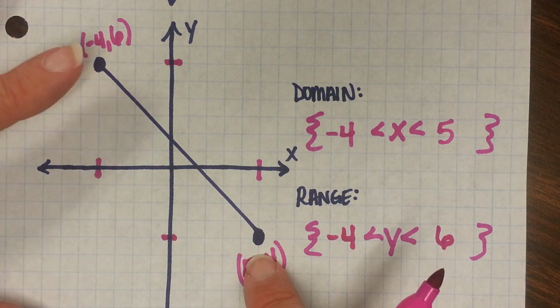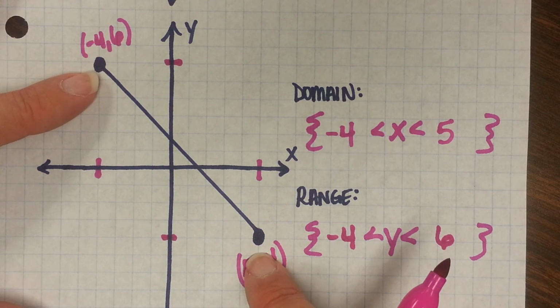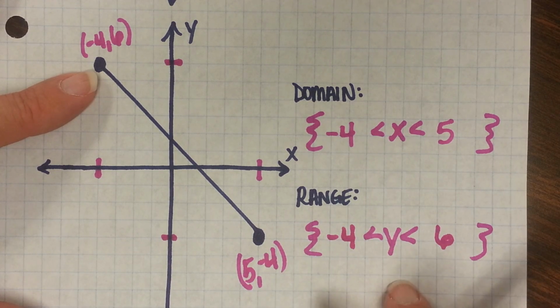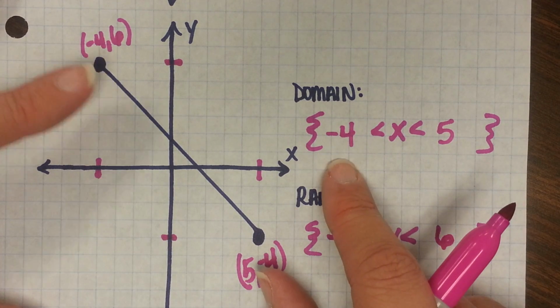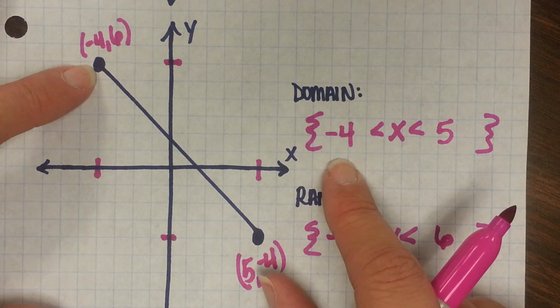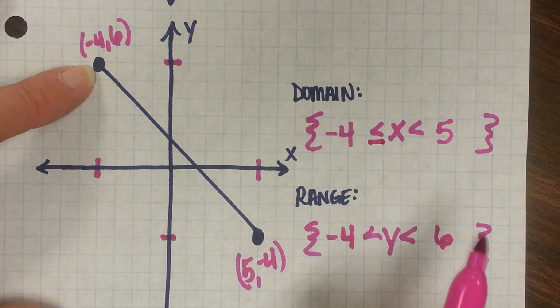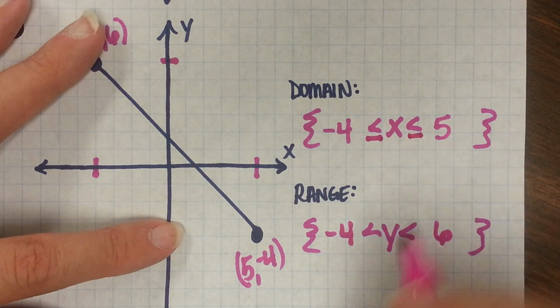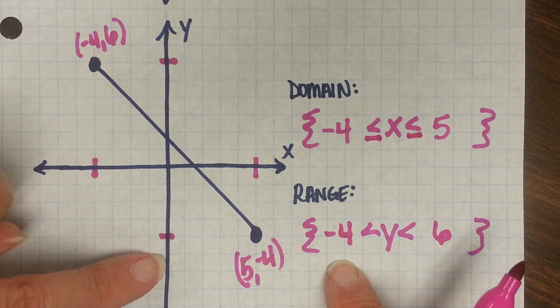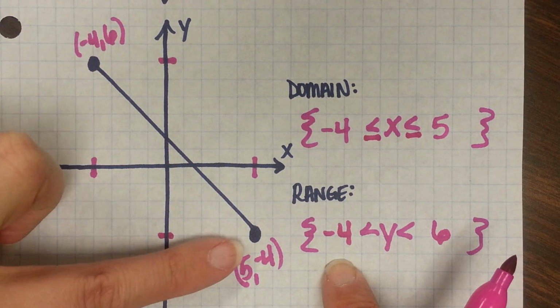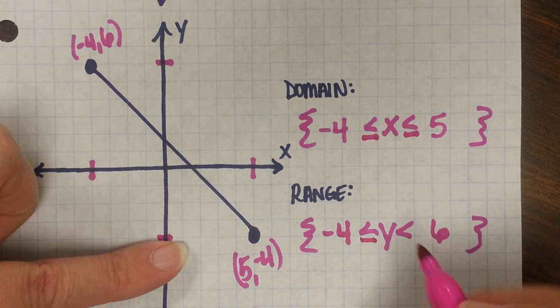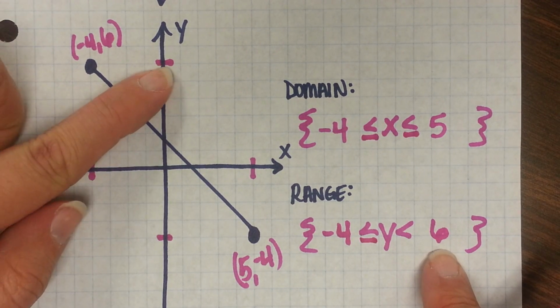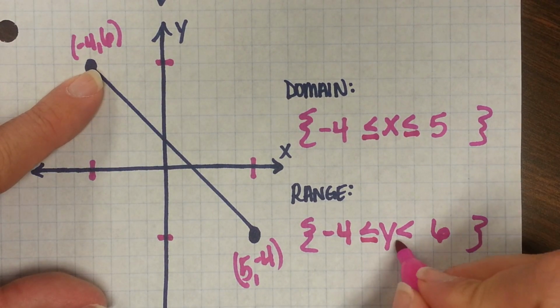Notice both of these are shaded in. That means both of them are included, which means we should have a lot of equal to in our domain and range inequality symbols. So here at negative 4, I have a closed-in circle, so I get an equal to. Here at 5, I have a closed-in circle, so I get an equal to. At negative 4, for the y, I have a closed-in circle, so it gets an equal to. And up at 6, there's a closed-in circle, so it gets an equal to.